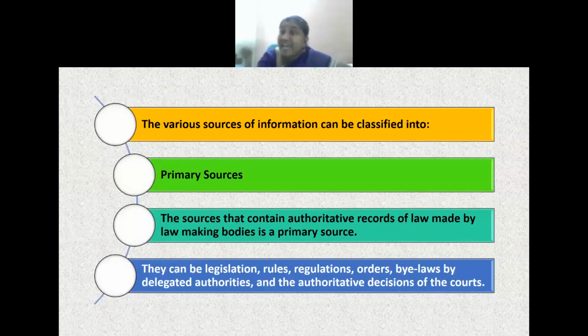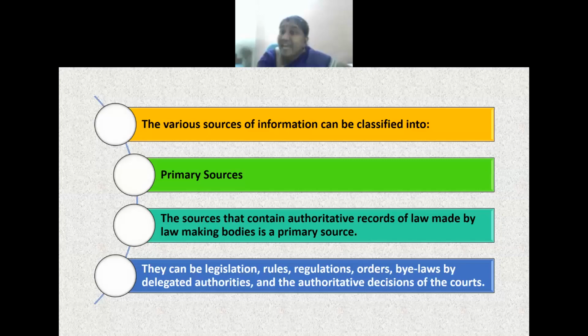Now, information, data, or sources for our legal research can be primary sources and secondary sources. Both can be used. It's not only primary or only secondary; it's mix and match. When you say primary sources, the sources that contain authoritative records of law made by law-making bodies are primary sources: statutes, legislations, rules, orders, bylaws, and authoritative decisions of the courts. All these are our primary sources.